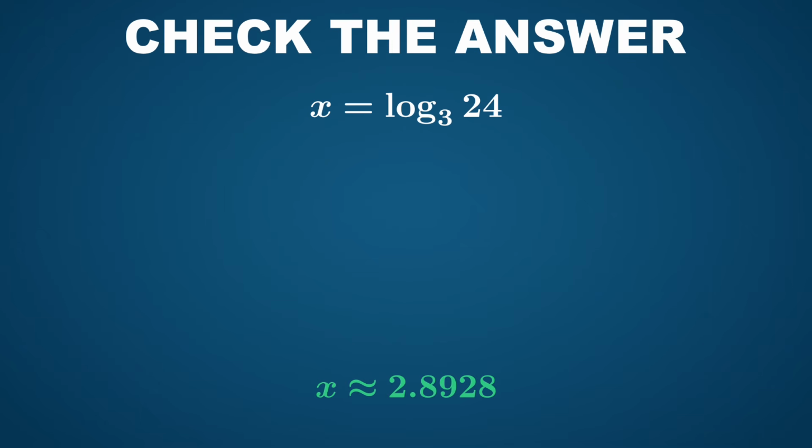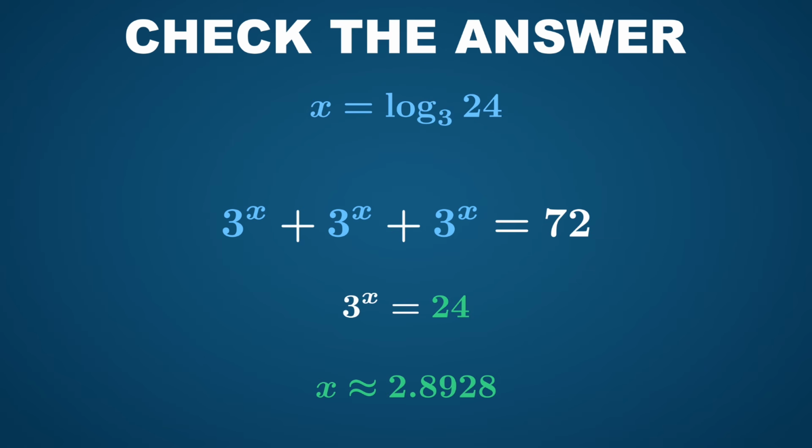Now we should put the answer back into the original equation. This is the strongest way to confirm a solution. The original equation had 3 identical terms on the left. Each term was 3 raised to the power x. With our value of x, 3 to the x is 24. That is exactly how we defined the value in the first place. So the first term on the left is 24, the second term on the left is also 24, and the third term on the left is 24 as well.